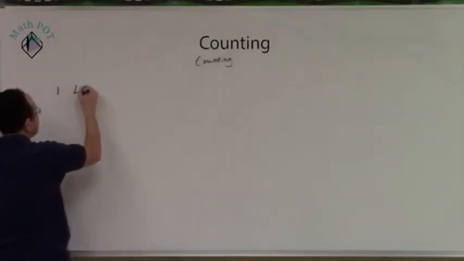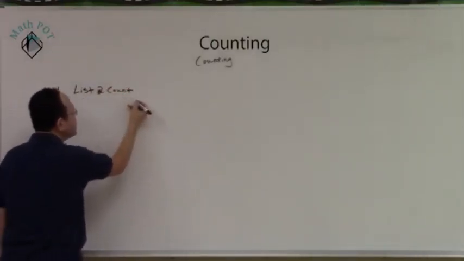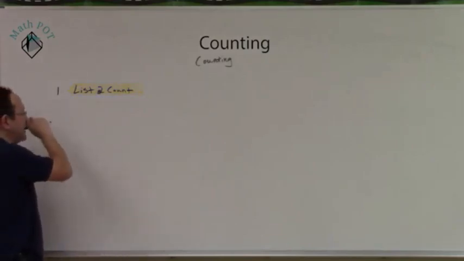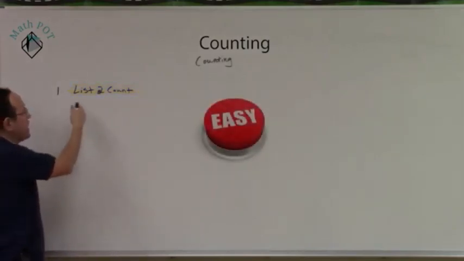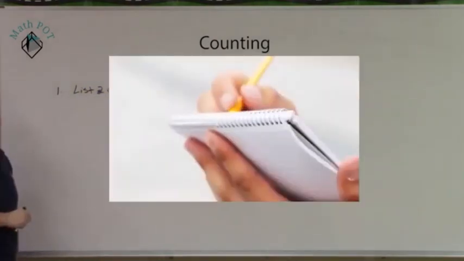First method I like to call is a list and a count. So this method also could be very useful, particularly if you feel this is an easy problem, where we have only a few answers. So definitely you want to try a list and a count. I will give you a quick example.